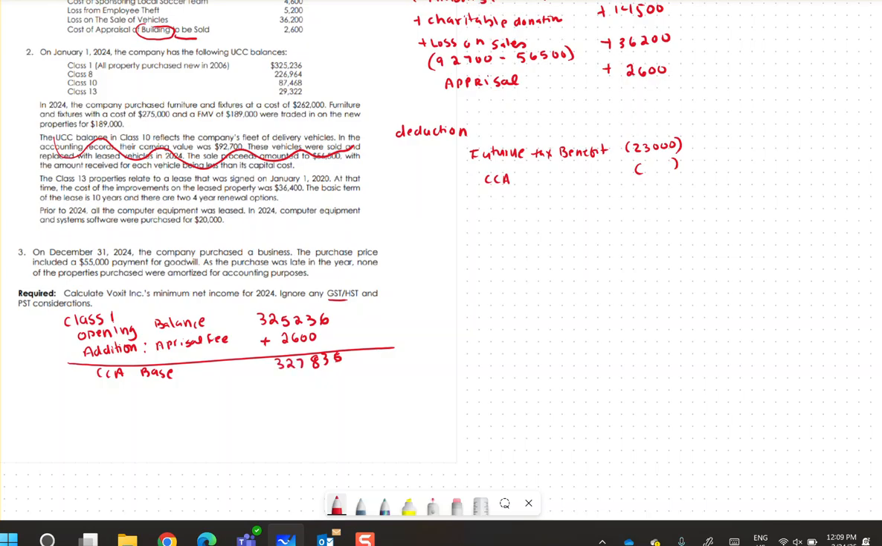38327, and the class 1 is at a 4% rate. So I multiply by 4%, and what do I get? I get a CCA that we are allowed of 13,113. So that's my first CCA, which I will be adding to my other CCA. So this is my first one.